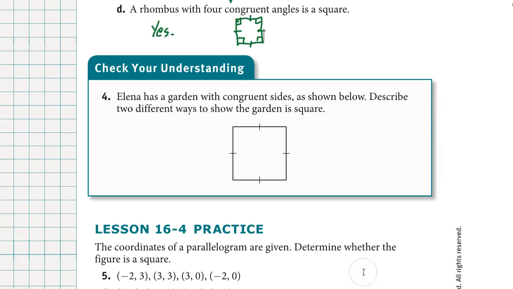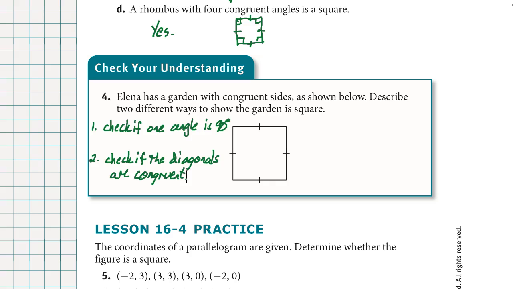Here's a check your understanding question, so I'll pause the video for you to work on this. Elena has a garden with congruent sides as shown. Describe two different ways to show that the garden is a square. Recall that a square is a rectangle and a rhombus. We're told that there are congruent sides, so we're told that this is a rhombus. If we can come up with a way to show that it's also a rectangle, then we would know for sure that it is a square.